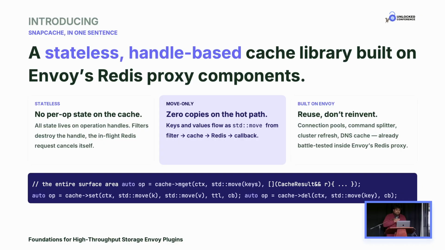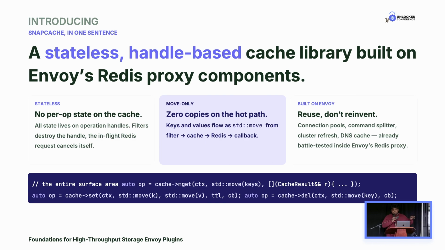So what is the SnapCache lib? It's a truly stateless async library which is built on top of Redis Envoy proxy components. What I meant by stateless is basically it doesn't store or manage any in-flight operations. It just wraps it around a handle and returns it immediately to the caller.